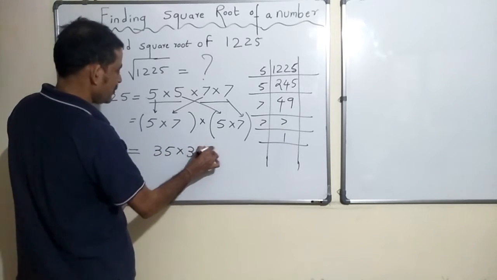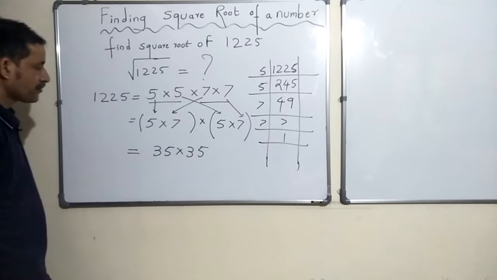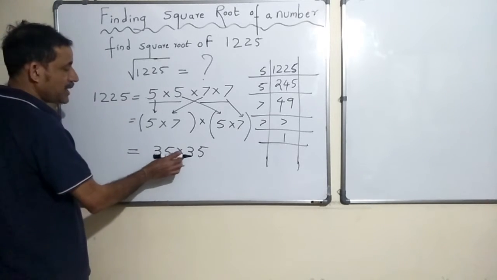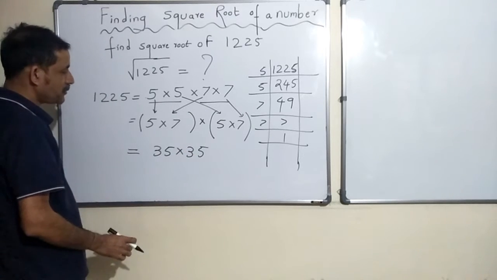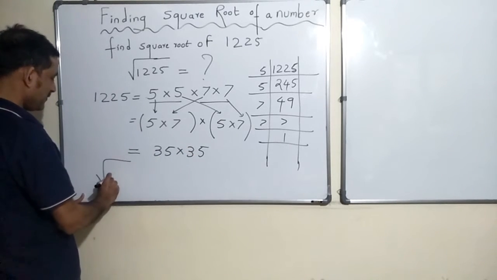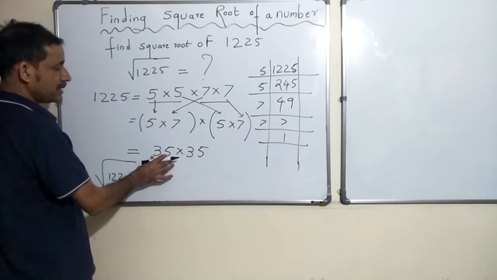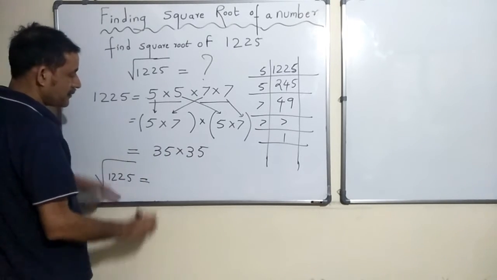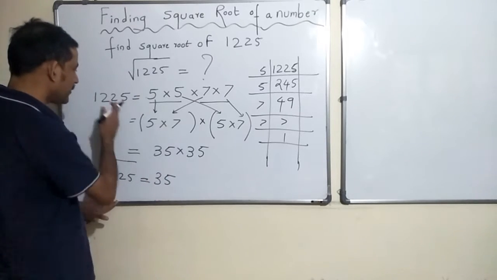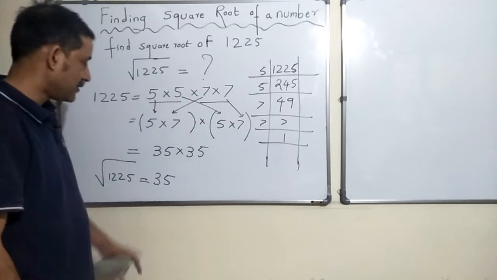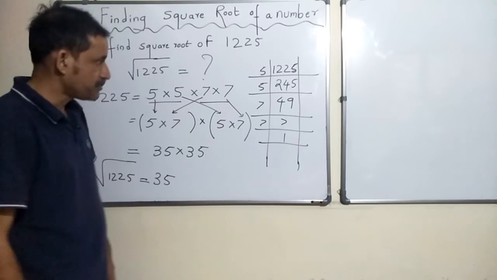So any guesses what is the square root of 1225? The square root of 1225 is that number which when multiplied by itself gives 1225. So 35 multiplied by 35, I get 1225. So the square root of 1225 is 35. Now that was the definition, right? That was pretty easy.